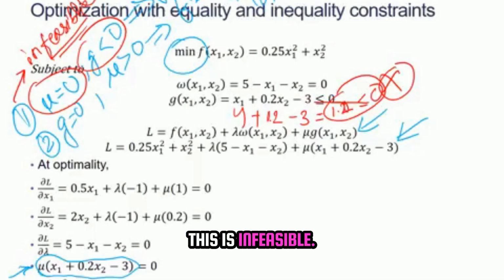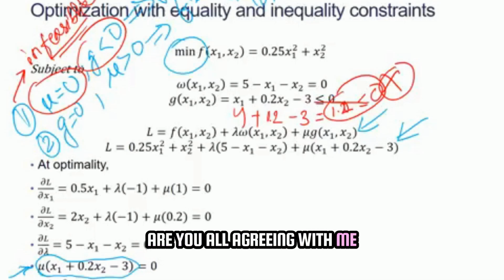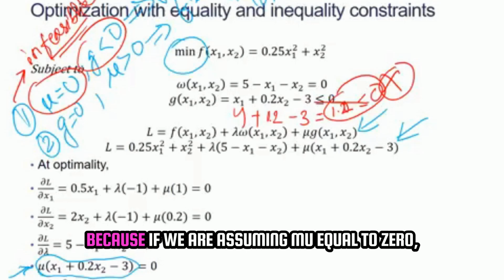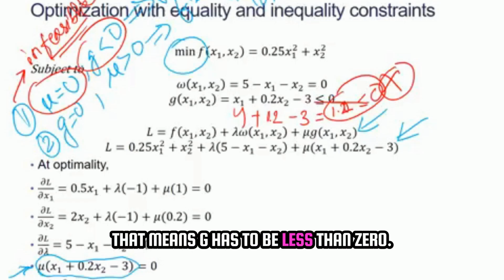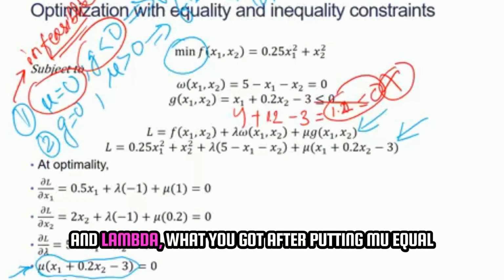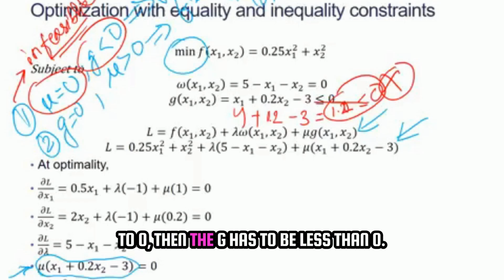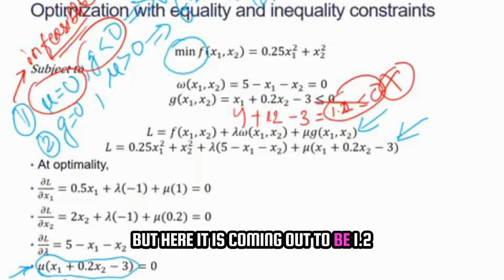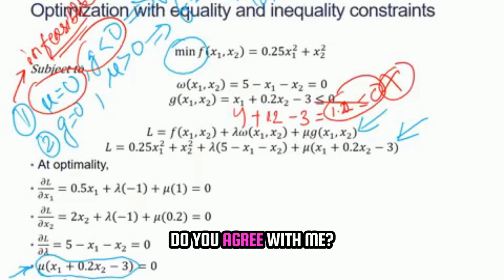Are you all agreeing with me that this is an infeasible case? Because if we assume mu equal to 0, that means g has to be less than 0. If you put the values of x1, x2 and lambda you got after putting mu equal to 0, g has to be less than 0, but here it comes out to be 1.2, which is not less than 0. So that means it is infeasible. Do you agree with me?